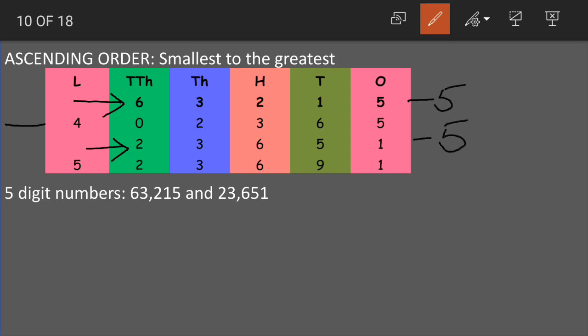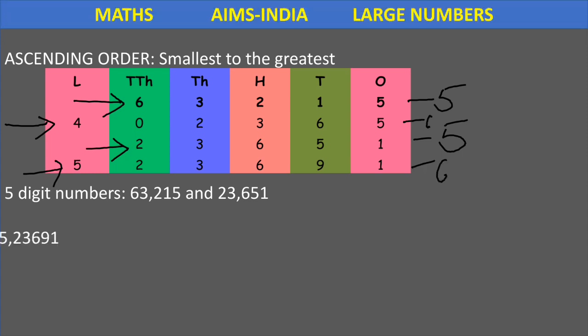And we are having two 6-digit numbers. The 5-digit numbers are 63,215 and 23,651. What are the 6-digit numbers given here? They are 4,02,365 and 5,23,691. Yes or no, children? We are having two 5-digit numbers and two 6-digit numbers.